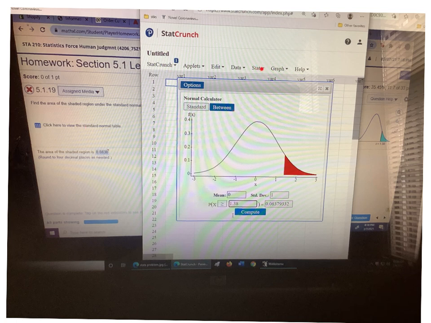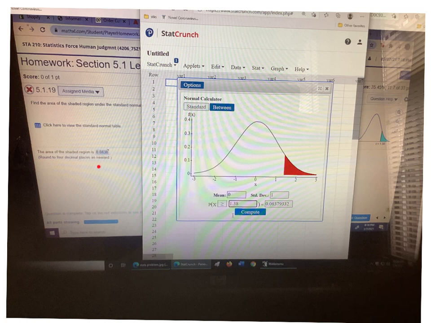If you come into StatCrunch, click on Stat, Calculators, and pick the normal calculator. Since it's a standard normal curve, you put in 0 for the mean, and the standard deviation is 1. Now they want the area to the right when the z-score is 1.38. So you need to make sure this is greater than, type in 1.38, and they want this area shaded in red. You click compute and you see it gives you that area there, which you'll find here, 0.0838.